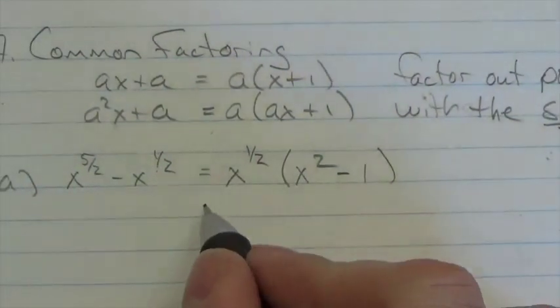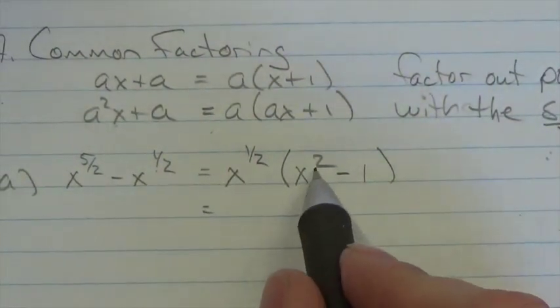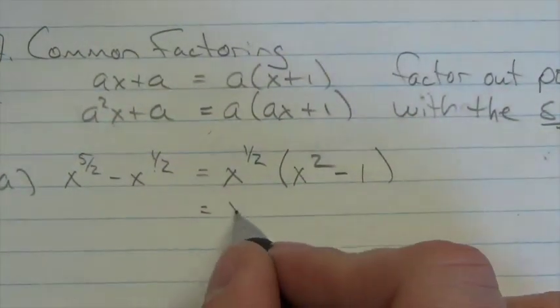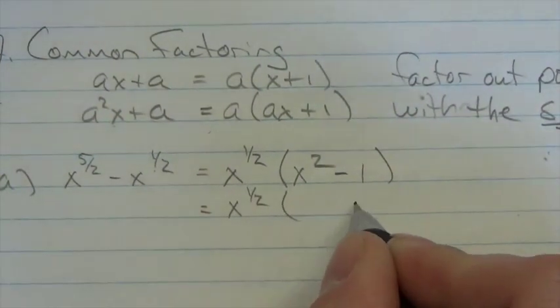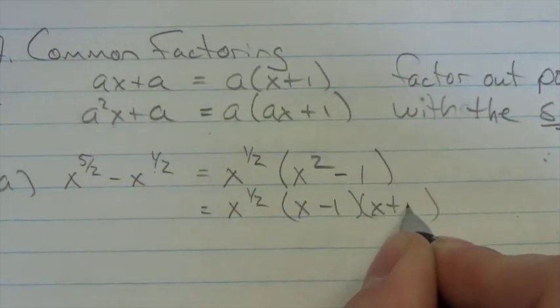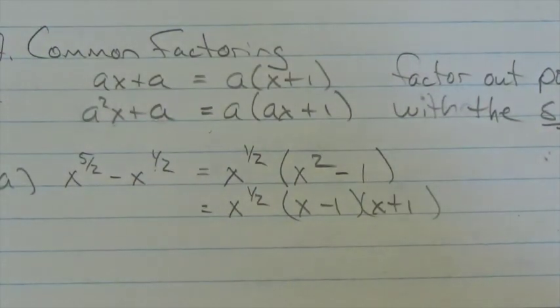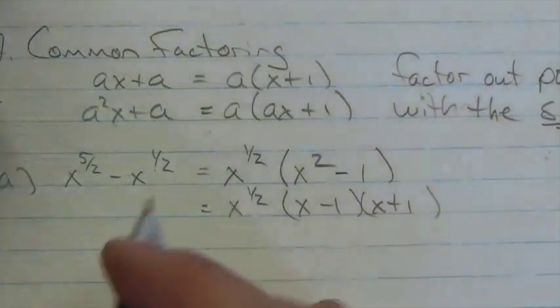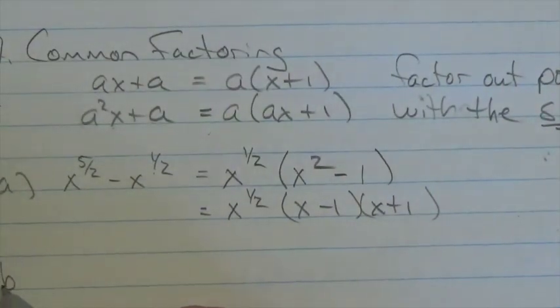Good. Now I'm not quite done yet though, because x squared minus 1 is a difference of squares. So this will be x to the 1/2, and then I can factor that down one bit further here. X minus 1, x plus 1. Okay? Let's take a look at another one here.